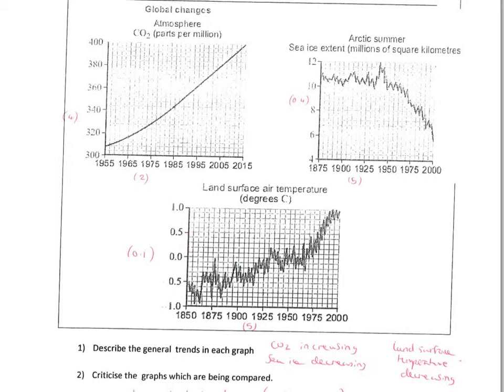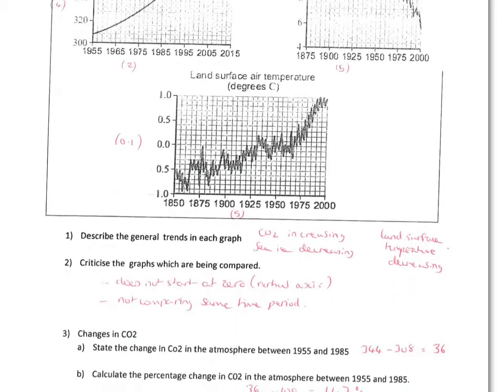So if you were to look at general trends in the graph, you can see over here the carbon dioxide in the atmosphere is increasing, so that's CO2 is increasing. The sea ice at the Arctic is decreasing, and the land surface temperature is increasing. That's an error there. It should read increasing, obviously. Yeah, land surface temperature is increasing.